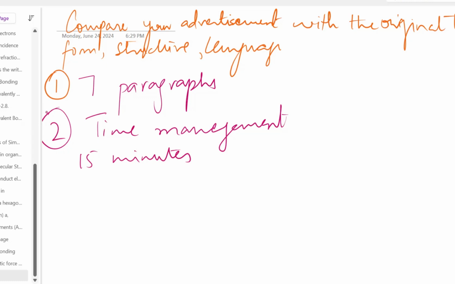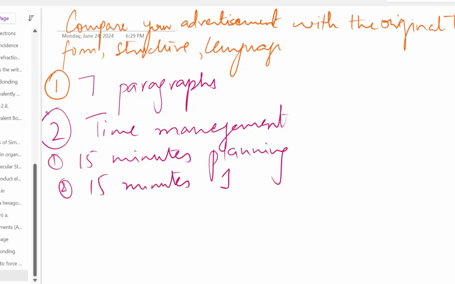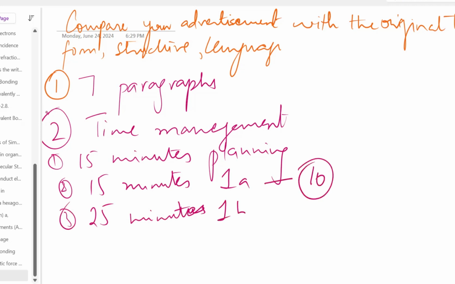So 15 minutes you are going to give to planning, right? Secondly, you are going to give 15 minutes to 1A, maybe 15 or maybe 20 minutes, not more than that. Then you need to come back to 25 minutes for 1B. Why am I saying 15 to 20 minutes for 1A? Because that's a 10 marks question. But 1B is a 15 marks question, so we need to give 25 minutes, not more than that.